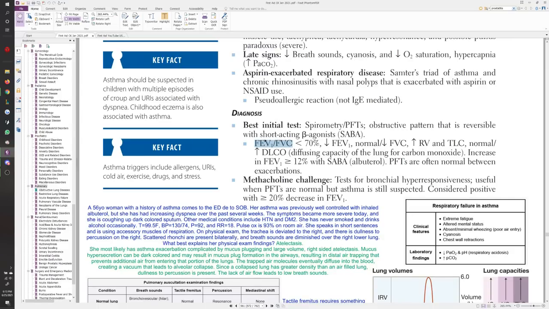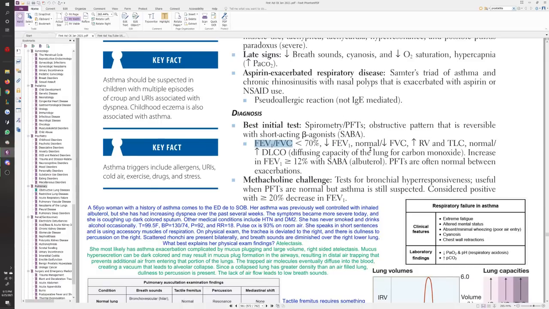This means that the numerator, right, is becoming smaller, right? Because this 70% is like 7 over 10, right? That's 70%. So expiration in 1 second, FEV1, how much air can you breathe out in 1 second, is going to be low, which is the definition of an obstructive lung disease because they cannot breathe out. Normal or low forced vital capacity. Usually it'll be normal here in asthma because the lungs are perfectly fine. The problem isn't with the lungs.